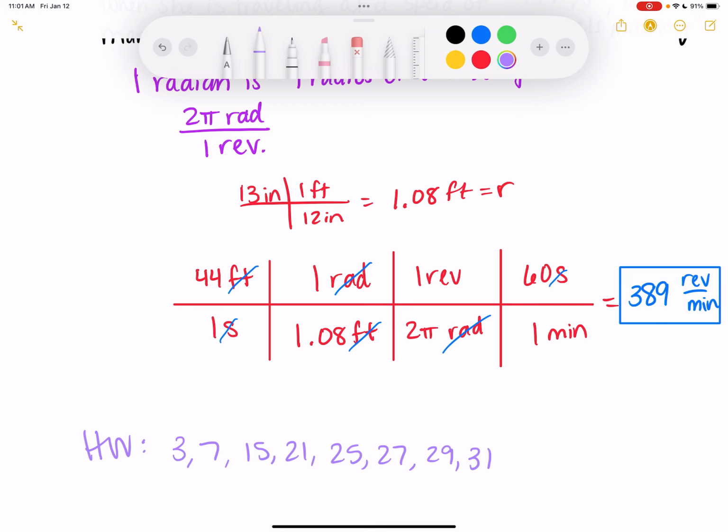Did that include a word problem? Hold on. No, that's fine.